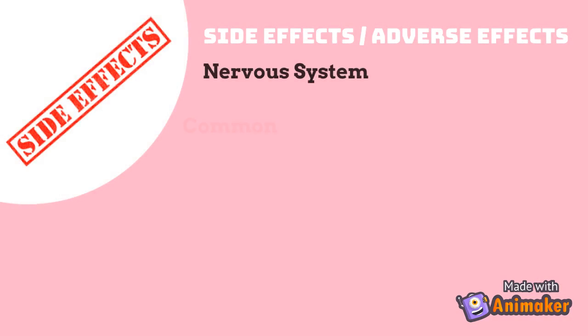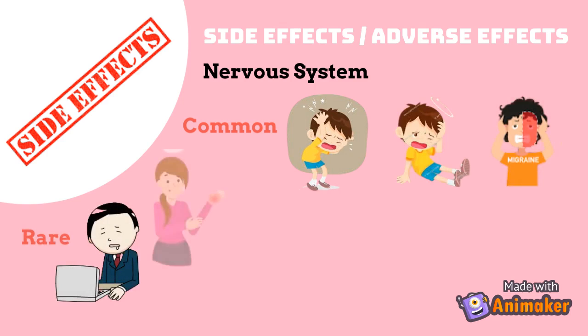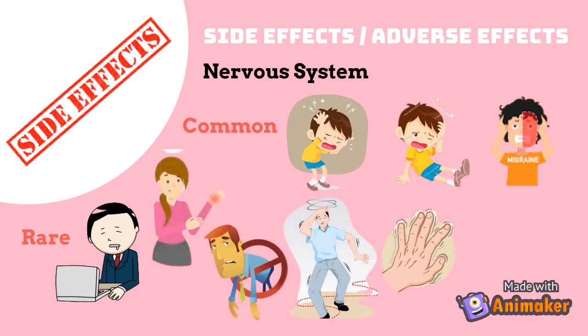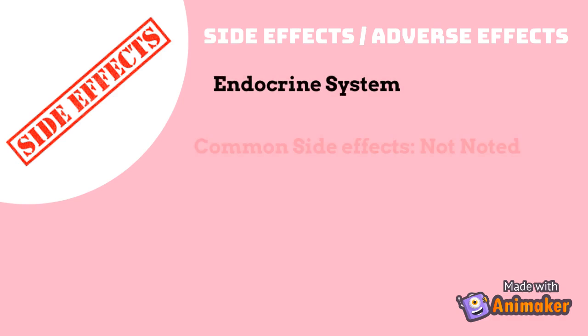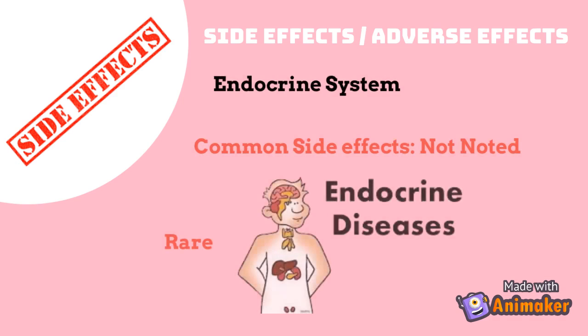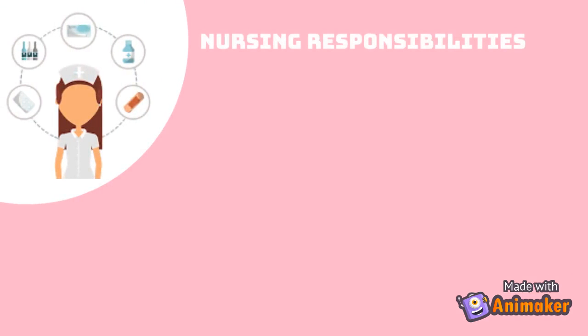Nervous system. Side effects: headache, dizziness, and migraine. Adverse effects: somnolence, paresthesia, asthenia, vertigo, tremor, and syncope. Endocrine system. Side effects are not noted. Adverse effects: endocrine disorder. The following are the nursing responsibilities that must be done before administering me to the patient.